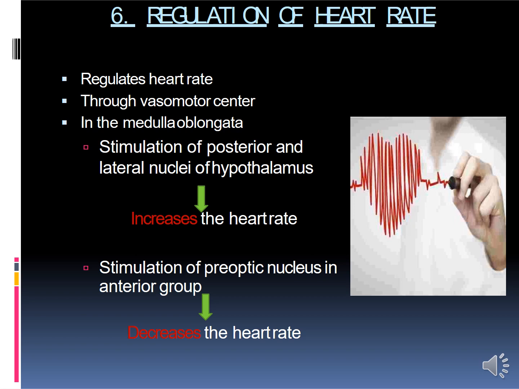Regulation of the heart rate. It regulates the heart rate via the vasomotor center in the medulla oblongata. Stimulation of the posterior and lateral nuclei of the hypothalamus increases the heart rate. Stimulation of the preoptic nucleus in the anterior group decreases the heart rate.